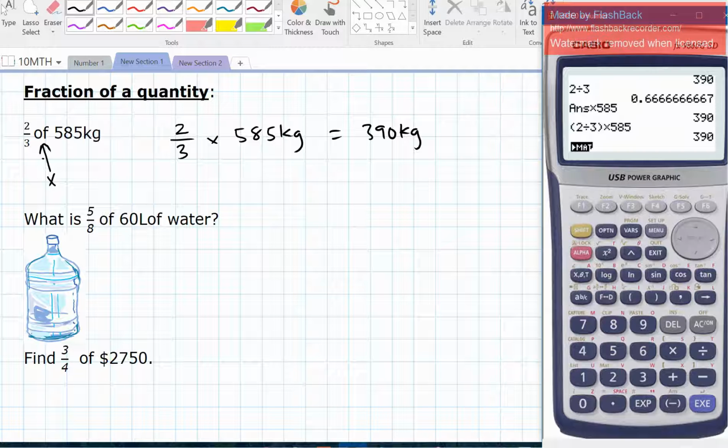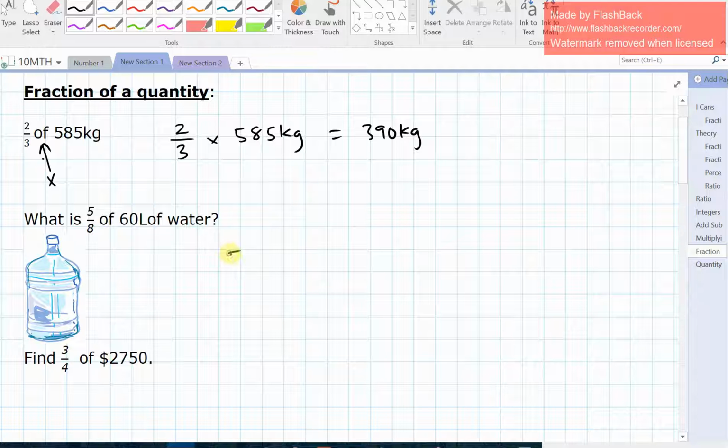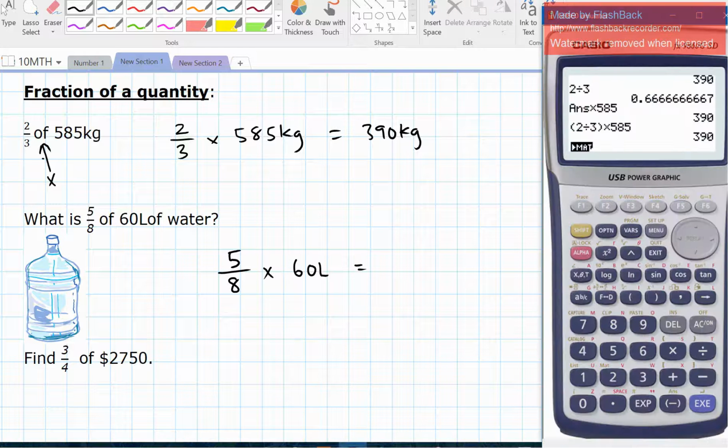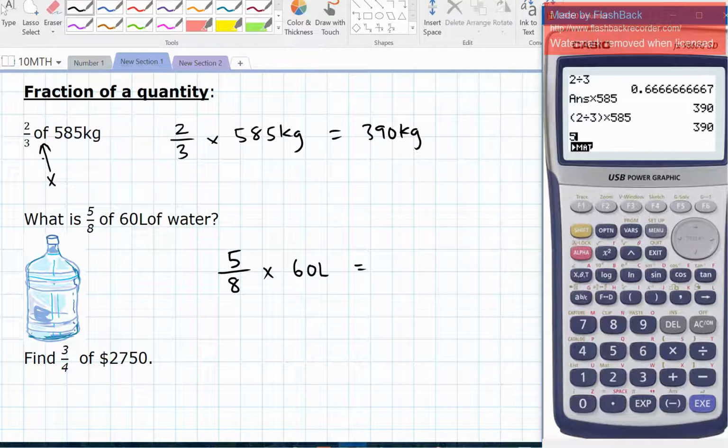Okay, second problem. What is 5/8 of 60 litres of water? So if I rewrite that as a mathematical statement, 5/8 of, so "of" meaning times, 60 litres. So straight to the calculator. So I'm going to enter it as a fraction, 5/8 times 60.